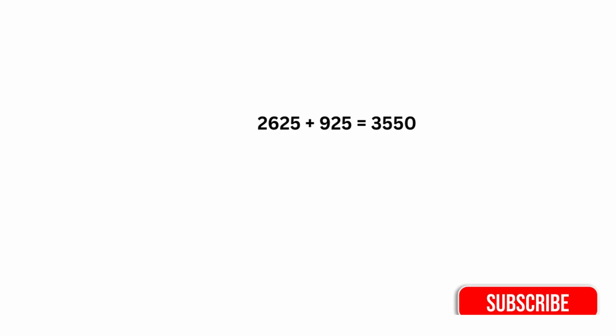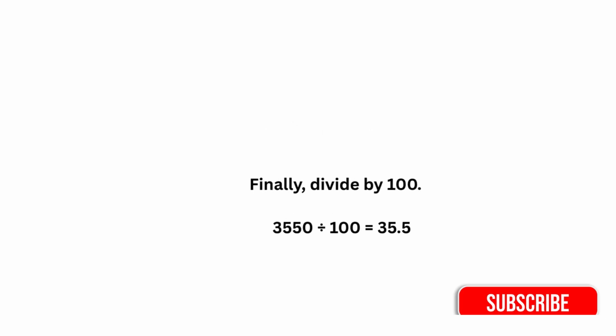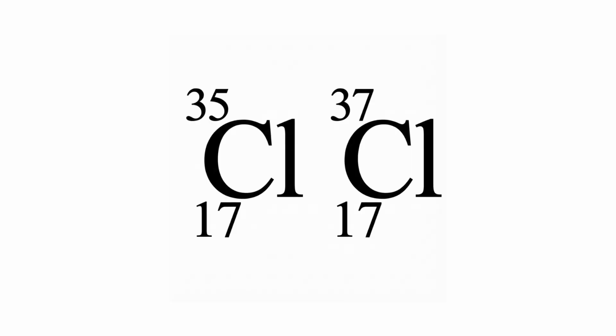Next, add them together. 2625 plus 925, you get 3550. Finally, divide by 100. So 3550 divided by 100, you get 35.5. That is why chlorine's atomic mass on the periodic table is 35.5. The decimal tells us isotopes exist.